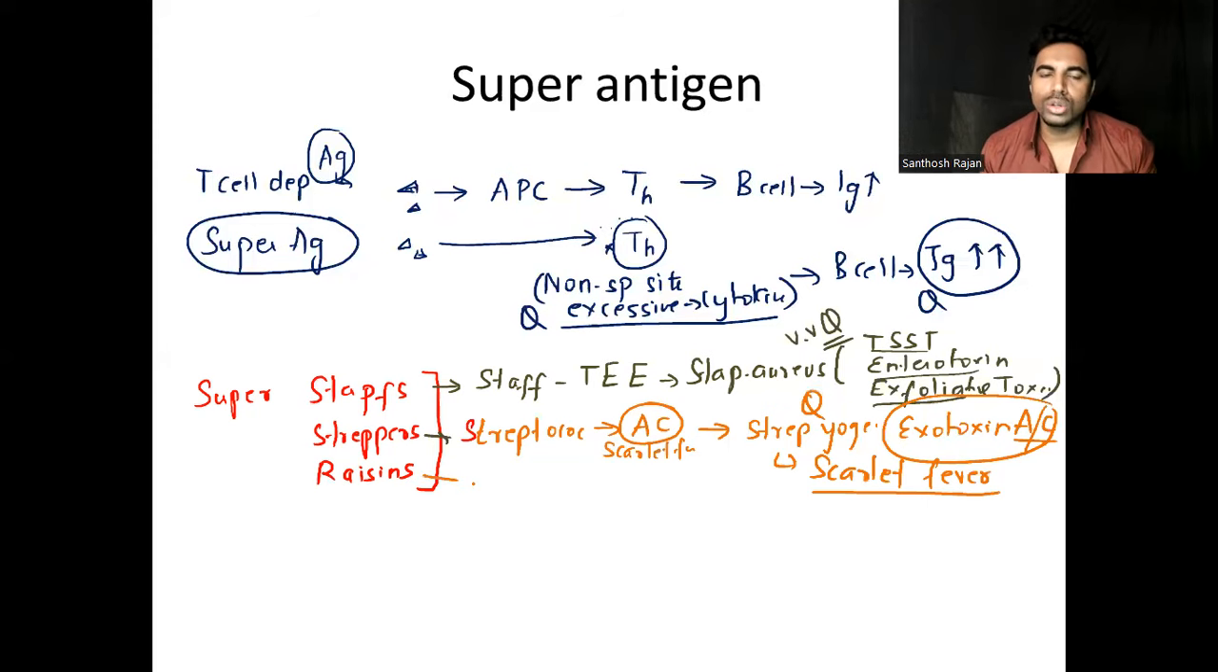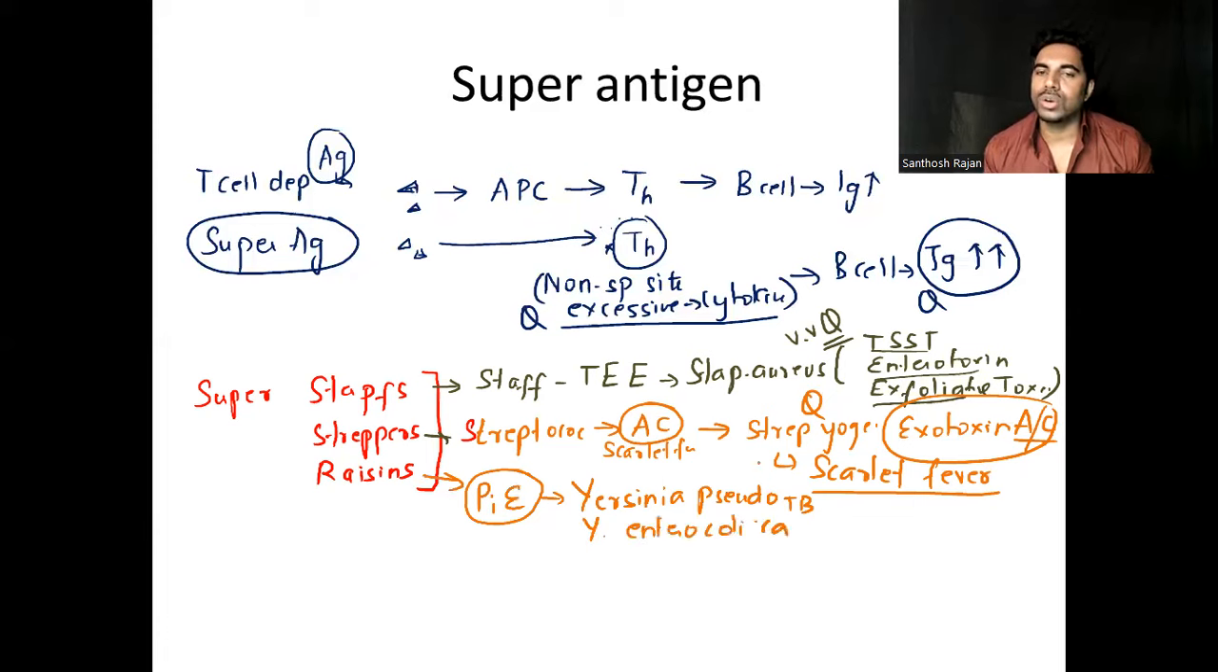Raisins is basically, you know what? You add raisins to pie. Raisins are dried grapes. It's delicious, right? So what does pie mean? Raisin, Yersin: Yersinia. Raisin, Yersin, sounds similar. Yersinia: P for pseudotuberculosis, and E for Yersinia enterocolitica. So these are the frequently asked questions. These are the superantigens.